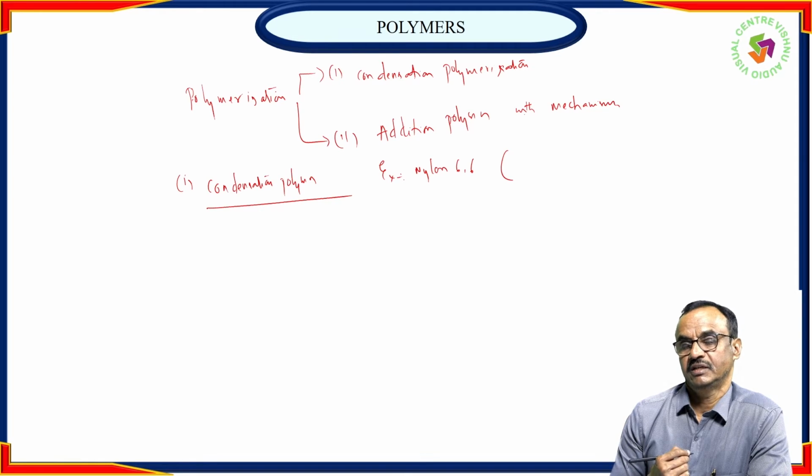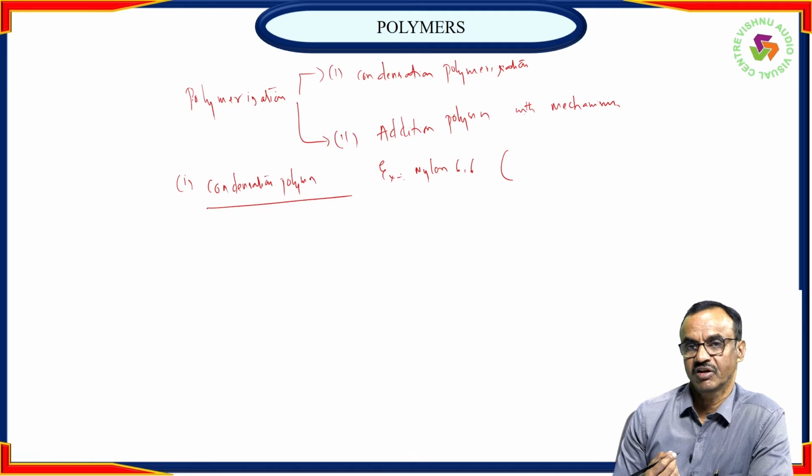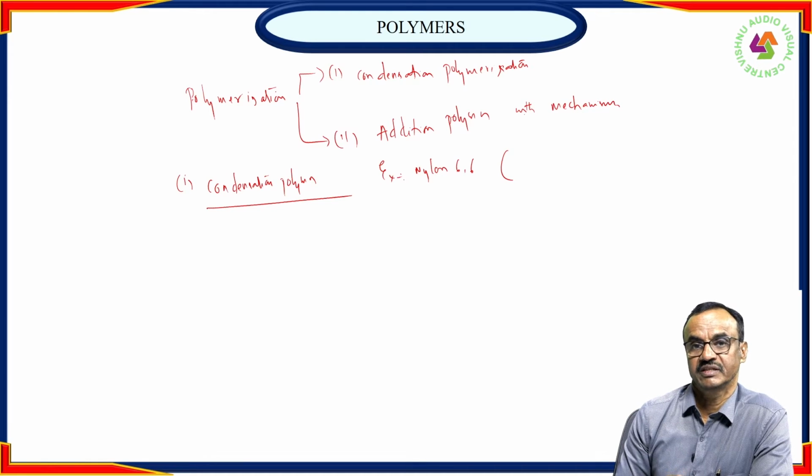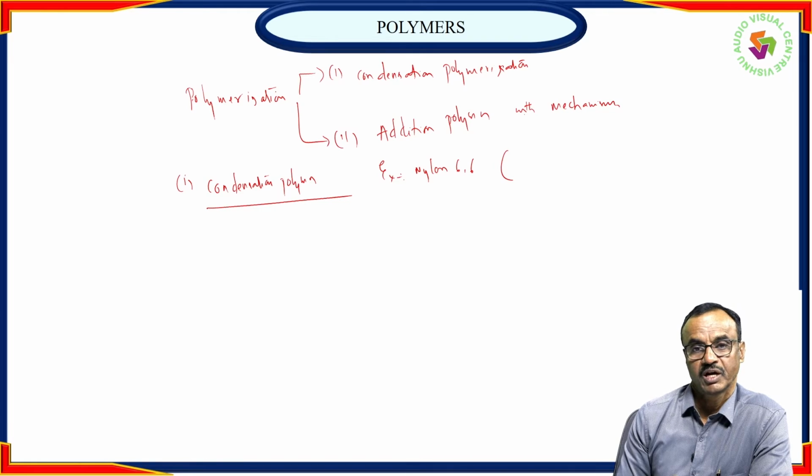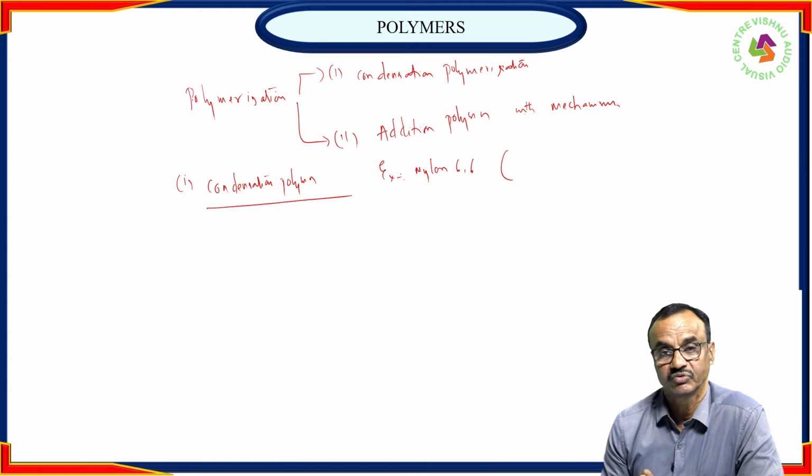So I will write only the IUPAC names. If I mention the common name, you will be unable to write the skeletal structure. So you need to remember, while practicing, you need to write on white paper. Practice is very important as far as organic chemistry or polymers are concerned. Polymers is part of organic chemistry, so you need to practice writing only. If you only read, you cannot recollect. So writing practice is very important.